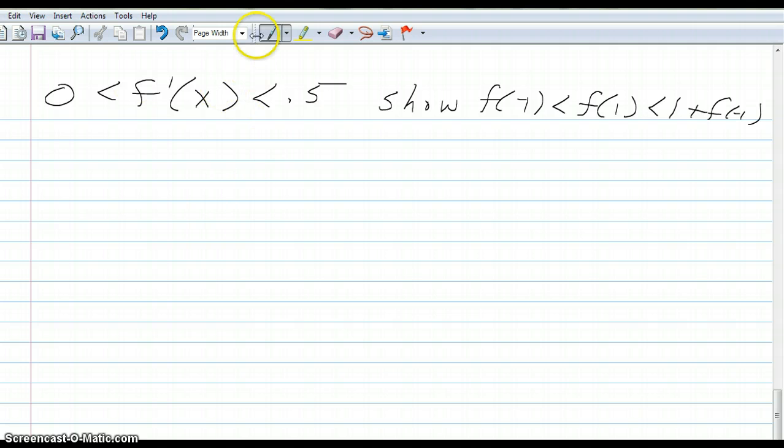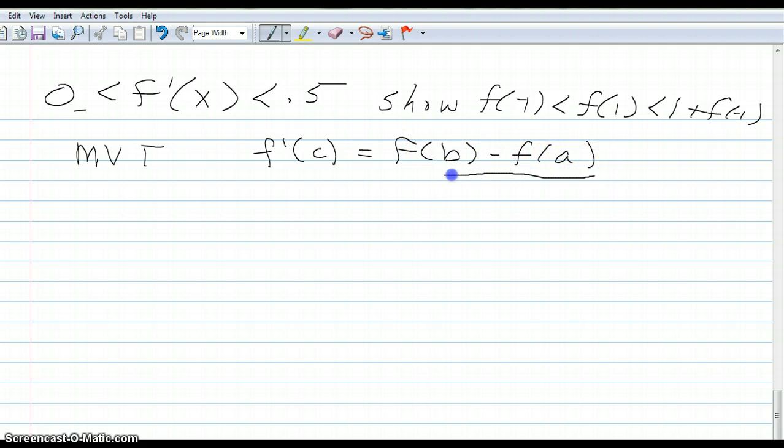We know that the derivative is between 0 and 0.5. And we want to show that f of negative 1 is less than f of 1 is less than 1 plus f of negative 1. And this seems like a pretty weird thing just to get from the derivative being between 0 and 0.5. So we're going to use the mean value theorem. The mean value theorem says there's some point where the derivative is equal to f of b minus f of a over b minus a.